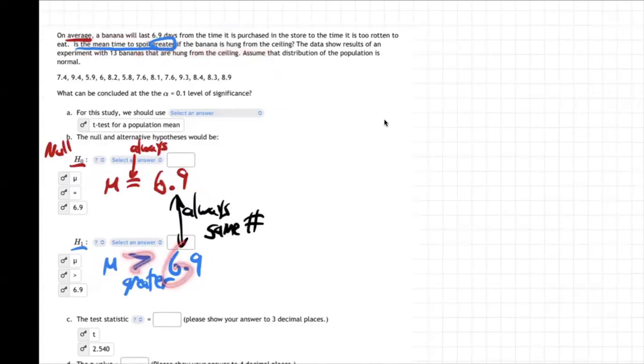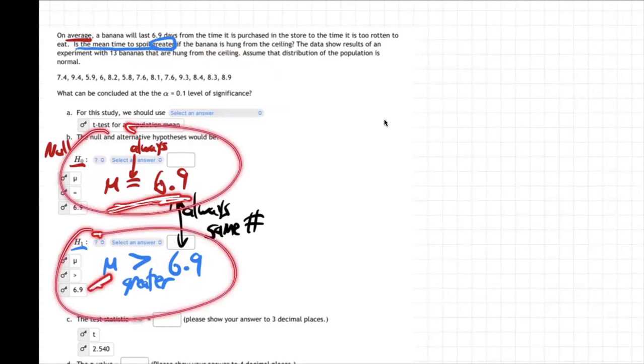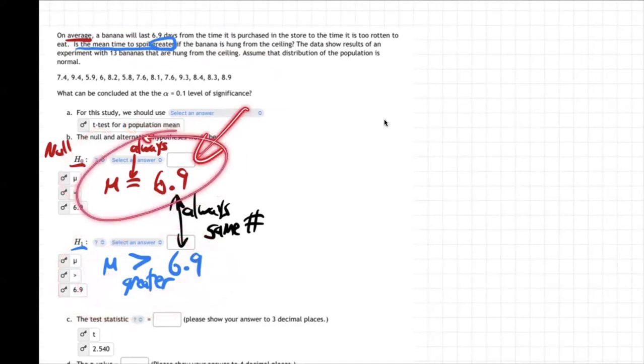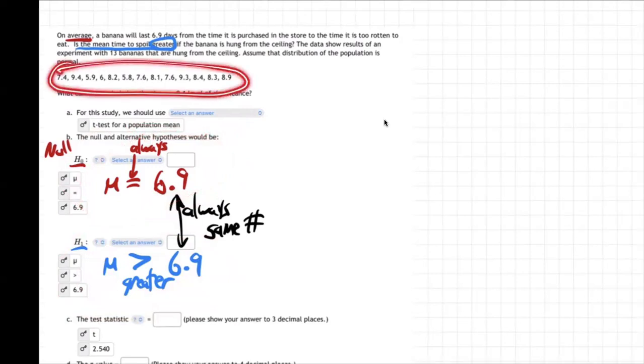Greater than 6.9. And so basically you have the two attorneys, the H0 attorney saying the average is equal to 6.9, and the H1 attorney saying, no, the average is greater than 6.9 for the bananas hung from the ceiling. They last longer than 6.9, and H0 saying, no, they're just equal to 6.9. They're the same as the bananas you don't hang from the ceiling. So who's right? Who's got the evidence? Well, the calculator will tell us. We just have to take this data now and stick it in the calculator, and the calculator will tell us.